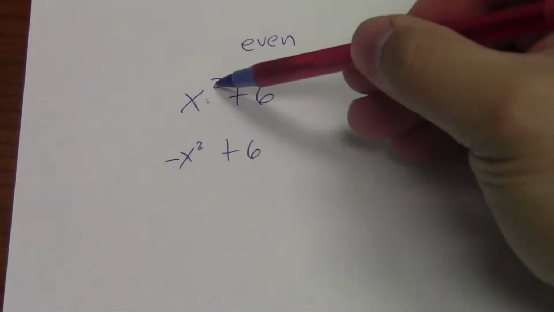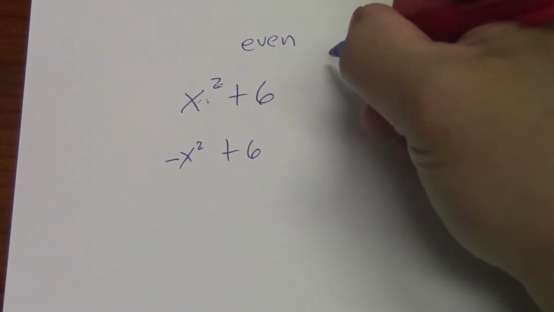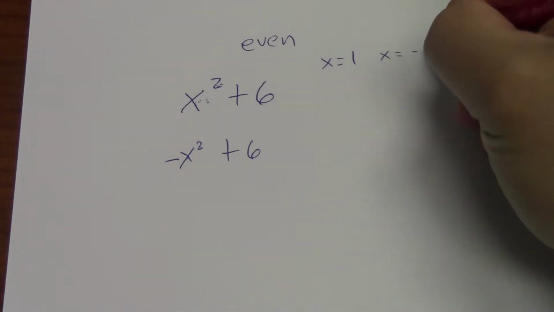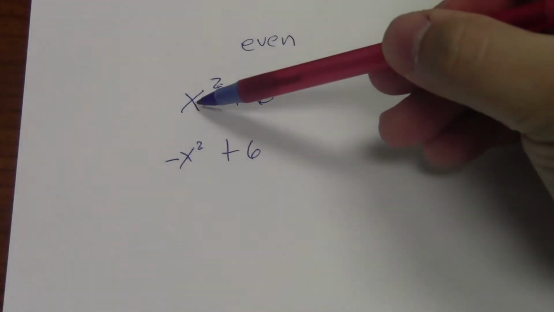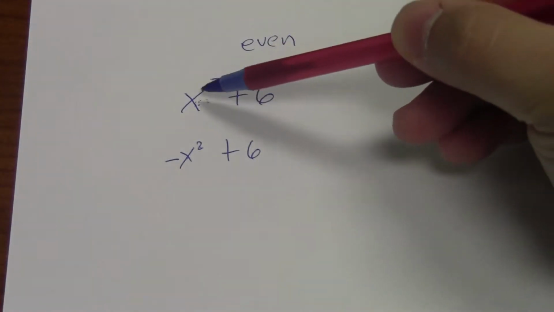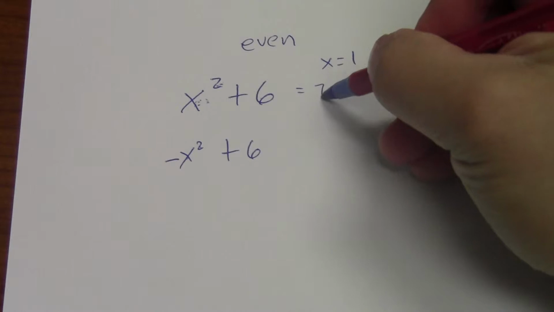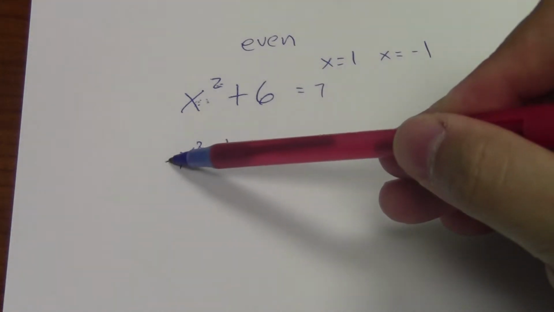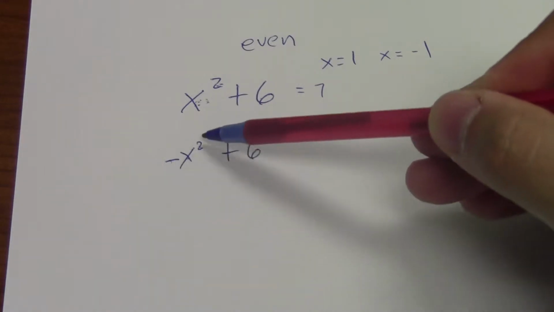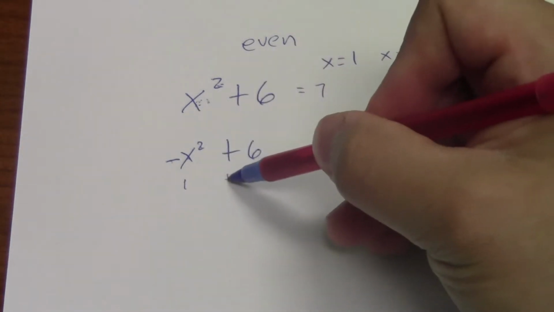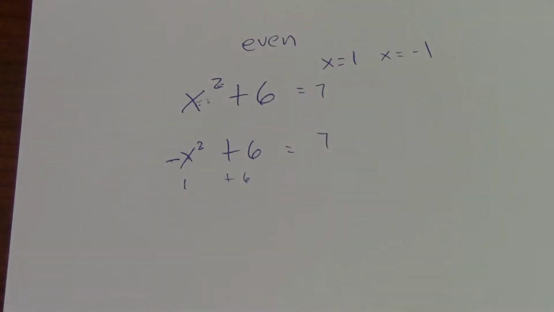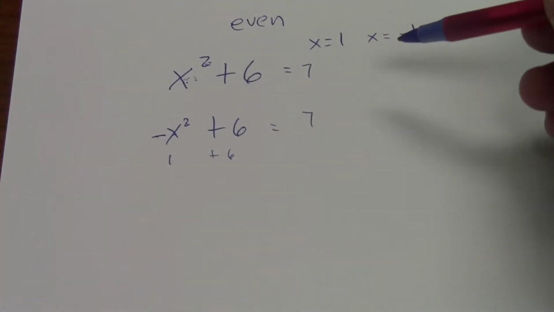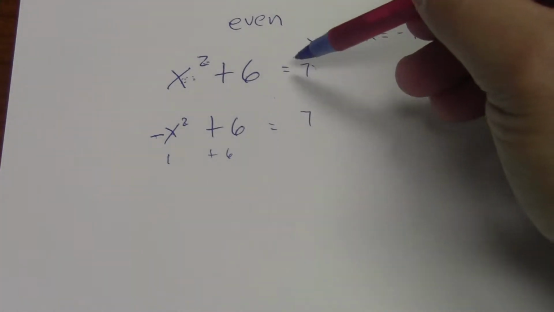As an example, let's say x equals 1, or x equals negative 1. So 1 squared is 1, plus 6 gives me 7. If I make x a negative 1, negative 1 squared is still 1, plus 6 still gives me 7. So nothing changed here, which means it's even.